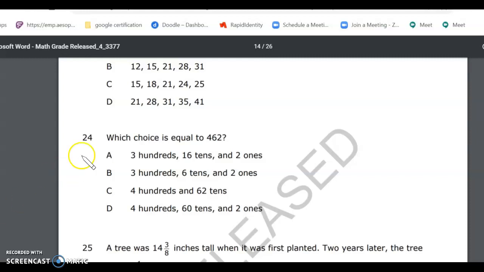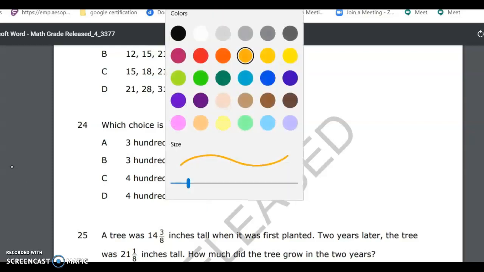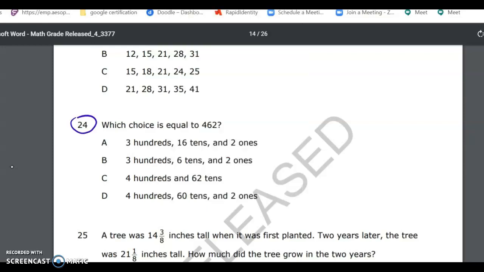So we're going to do number 24 and get my colors here. Here we go. So the question is, which choice is equal to 462? So our key number, again, 462. In order to solve this problem, you really need to look at each one of the answer choices, which is A, B, C, or D, and you're going to determine which one actually fits the criteria there.